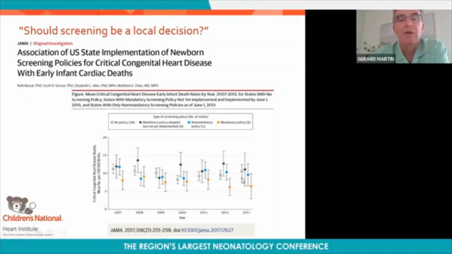In comparison, states that had either no policy, a mandatory policy that hadn't been begun, or a non-mandatory policy all had higher mortality and showed no improvement over the time period.